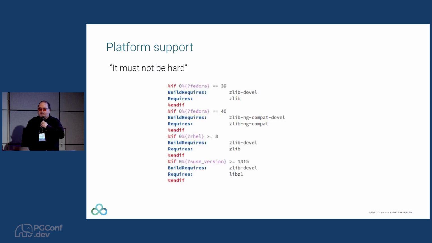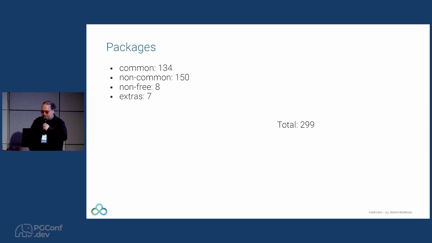But some people may think that it's not hard, but it's really hard. As you can see in here, inside the spec file, we have lots of various dependency names for various other platforms, including different versions, and different names in Fedora. So having a single spec file is a challenge for us. So we have 134 common packages, 150 non-common. Unfortunately, we have 299. I'm really stressed today. It should be 300. I need to add another package today.